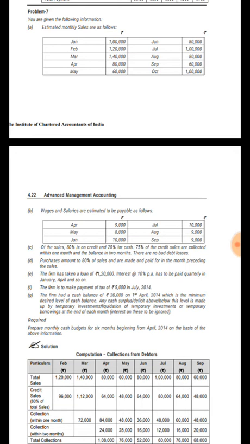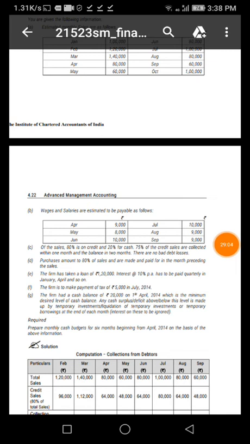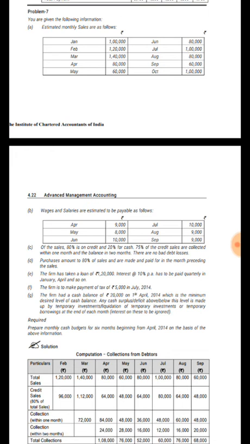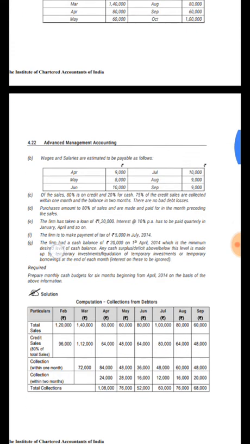Of the sales, 80% is on credit and 20% is for cash. 75% of the credit sales are collected within 1 month and the balance in 2 months. That means, for example, January sales are there, in that 80% is credit, and out of that 80% credit, 75% is collected in Feb and the balance 25% in March. There are no bad debt losses.